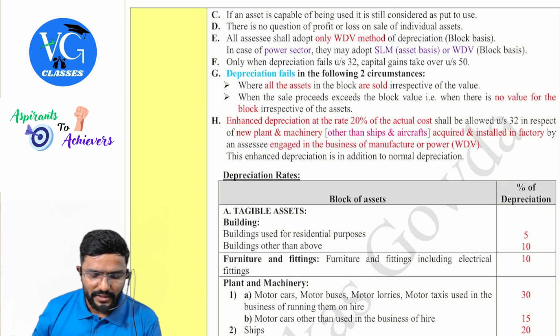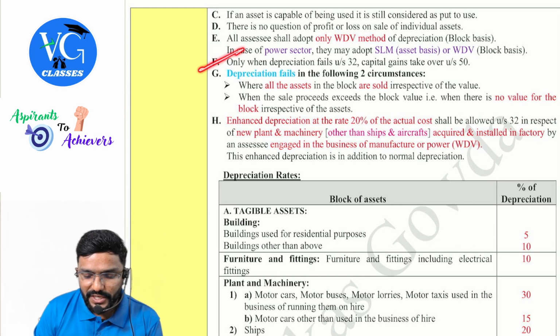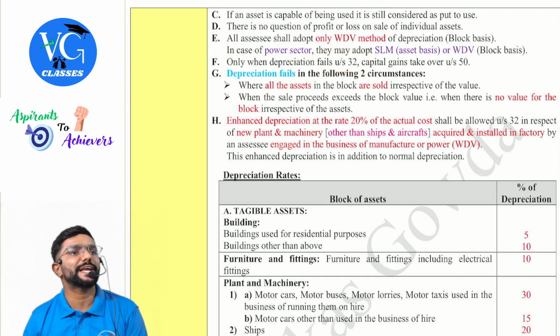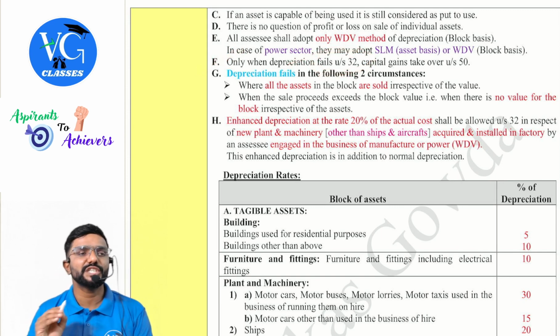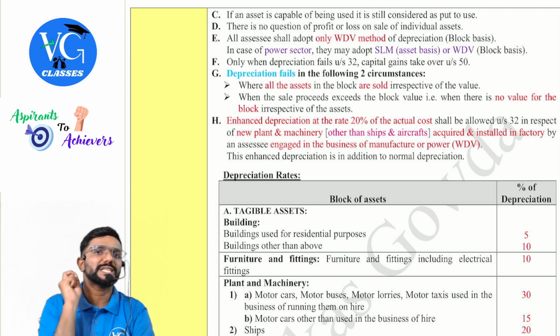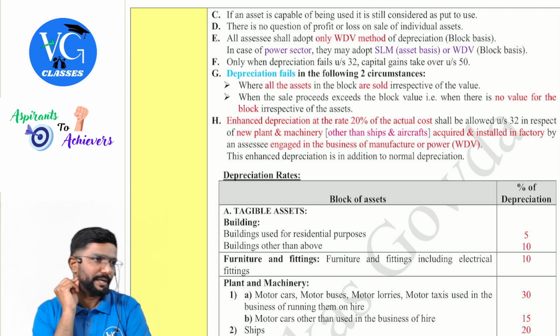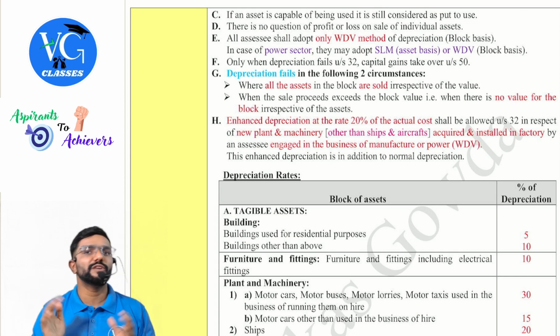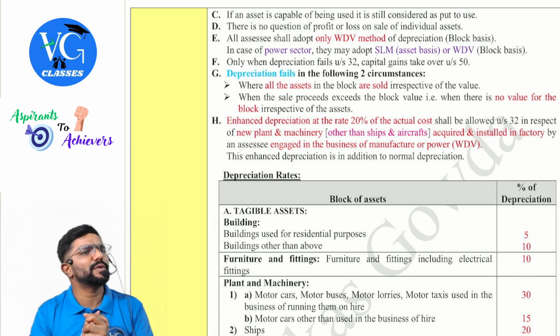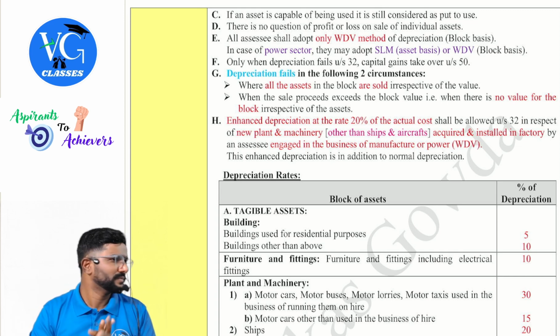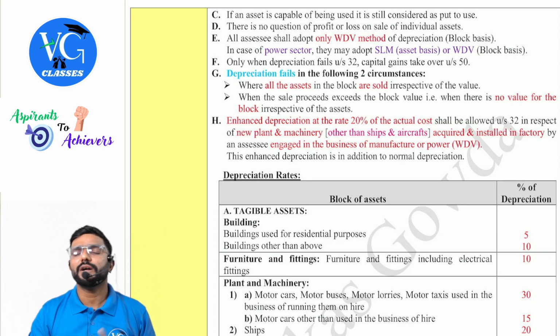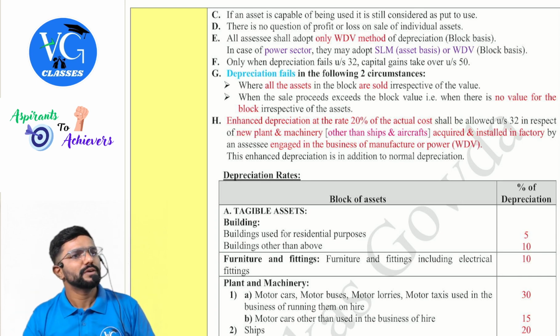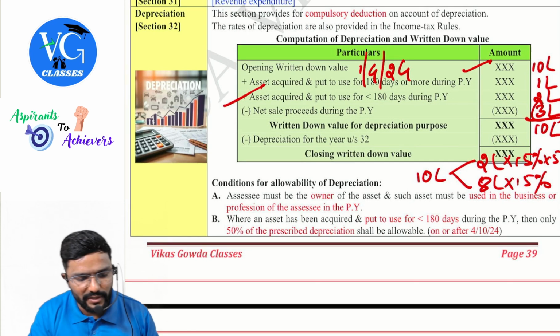Yes, sir. Next. All assets, this is done. F. Only when depreciation under section 32 fails, capital gains will take over under section 50. Guys, whenever section 32 fails, immediately we will compute short-term capital gain or short-term capital loss under section 50 under capital gains head. Now, sir, when will section 32 fail? When all the assets in the block are sold, irrespective of the value, or when there is no value in the block.